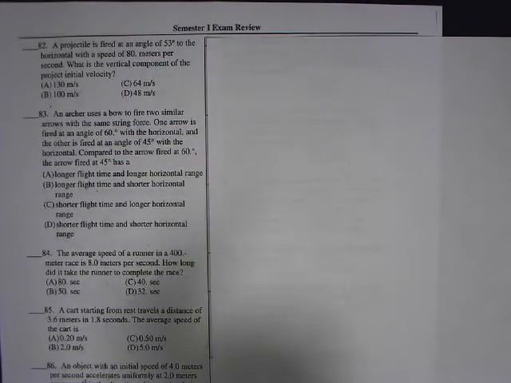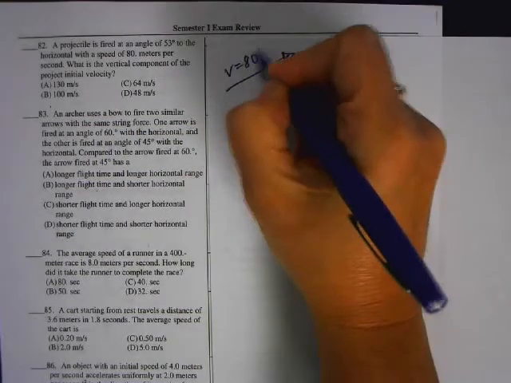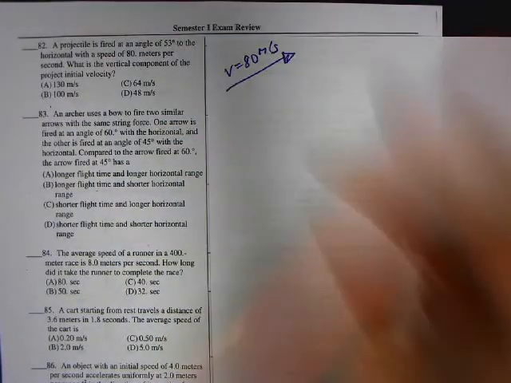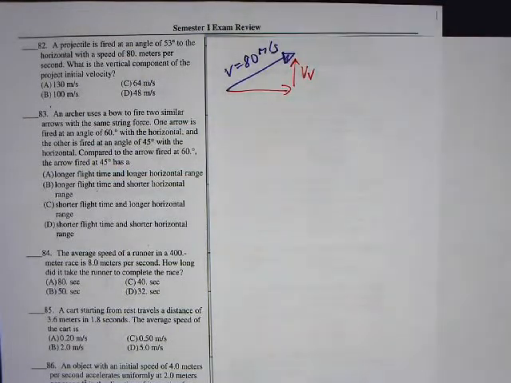All right, number 82. A projectile is fired at an angle of 53 degrees to the horizontal with a speed of 80. What is the vertical component? What I would do is I would draw a picture. So this velocity is 80 meters per second, and the angle is 53, and they want to find the vertical component. So this is the vertical component.